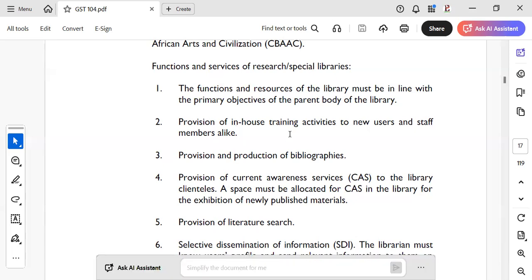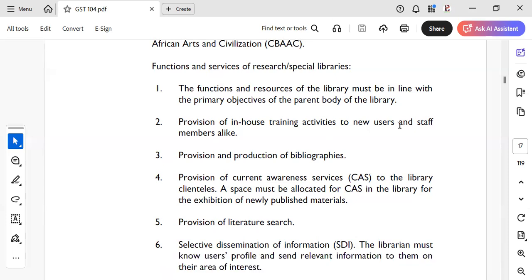Provision of in-house training activities to new users and staff members alike. Because of the structure of that kind of library and the purpose of the library, there will be a need for educating new users when they come there. So there will be a provision for that, for user education.